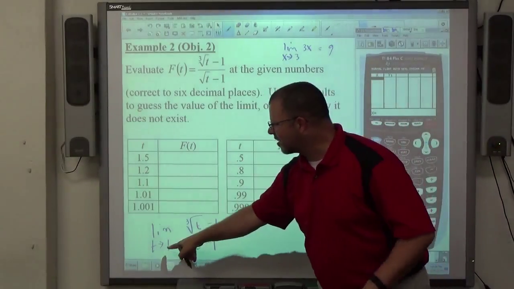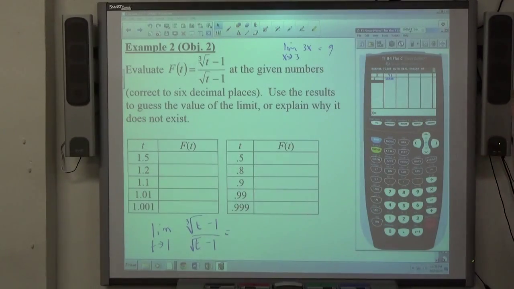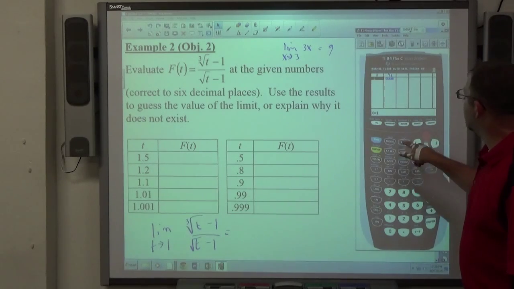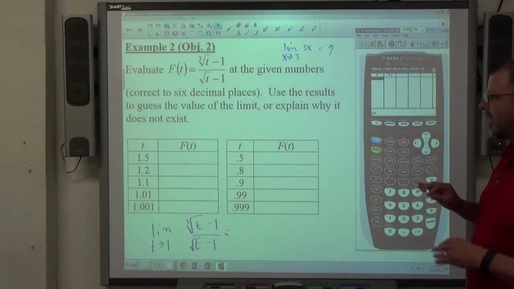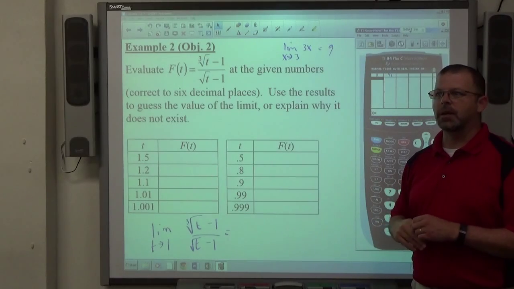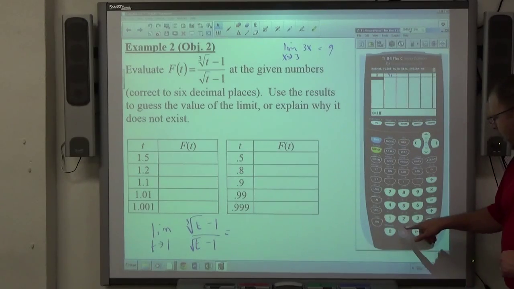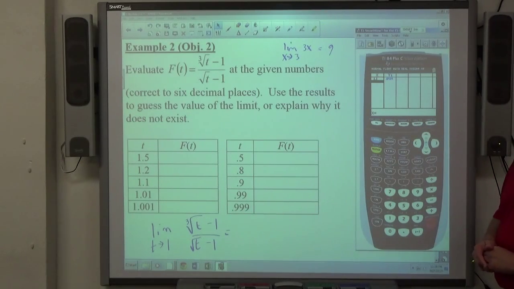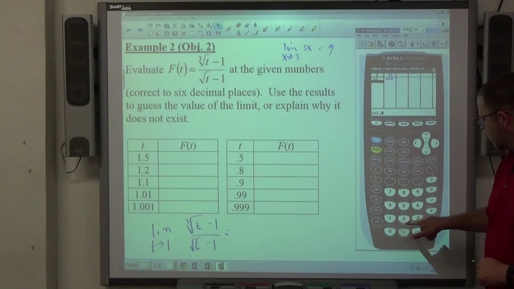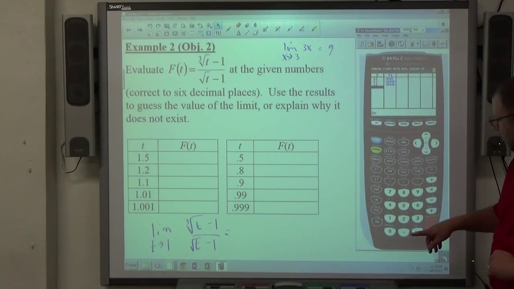So they want the limit as t approaches 1. If I try putting 1 in, and I just type it right in my calculator, it says error. Can't do it. Not possible. So it's no good to do it that way. What I need to do then is get myself really close to 1 and see what's happening and make some guesses based on that information. So I'm going to start with 1.5, which is nowhere close to 1. It seems like it, but it really isn't. Then 1.2 is closer. 1.1, now we're getting to a decent closeness.